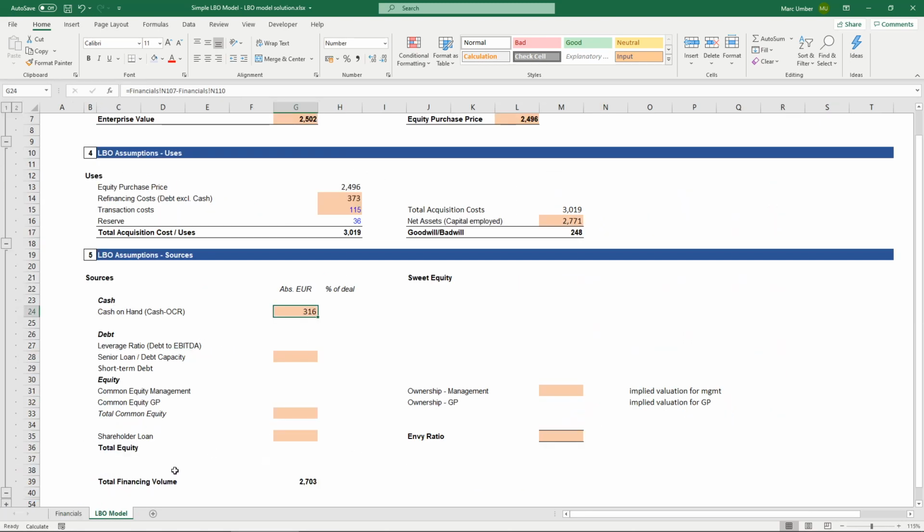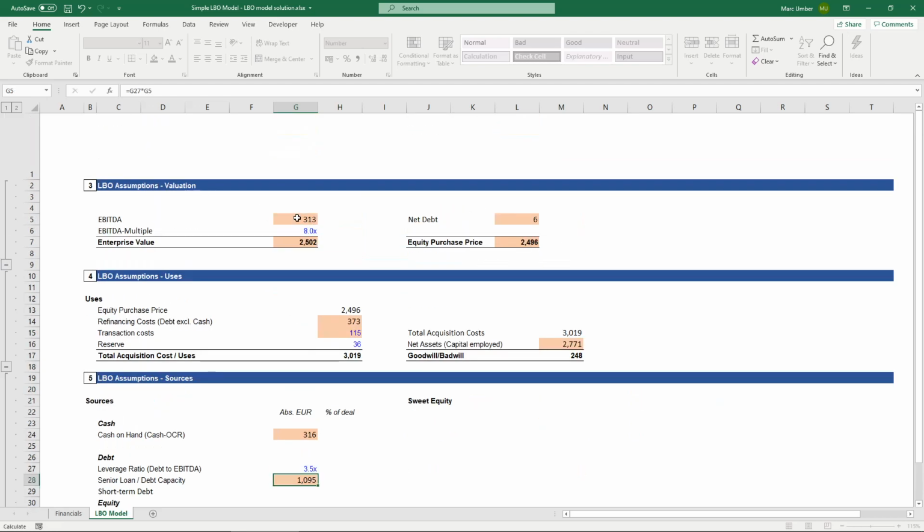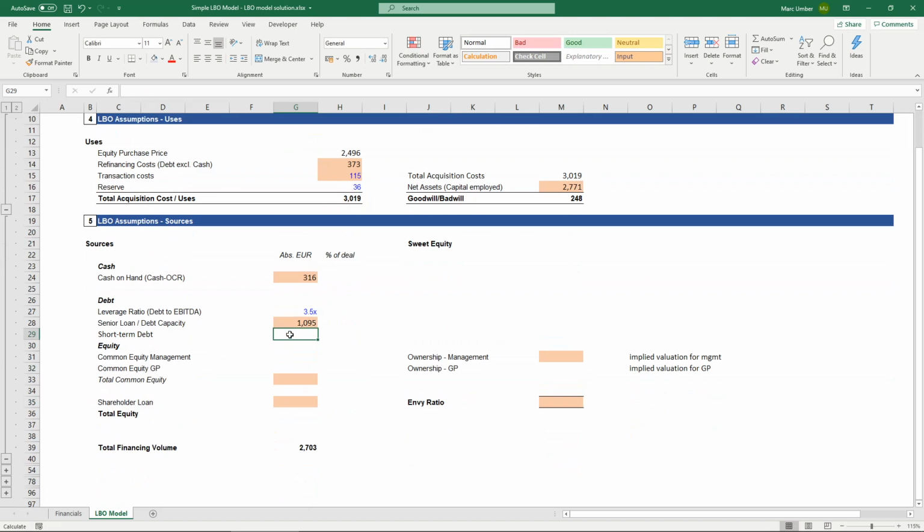We know that we need a total financing volume of 2.7. We have cash on hand of 316. Now we can calculate the sources of the cash we need. We have a target leverage ratio of debt to EBITDA of 3.5, which means we take 3.5 times the EBITDA. This will result in a total of 1.095 billion in long-term debt. Let's assume we introduce no short-term debt. This is just to simplify the model.